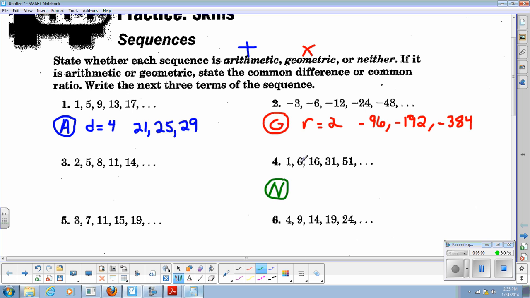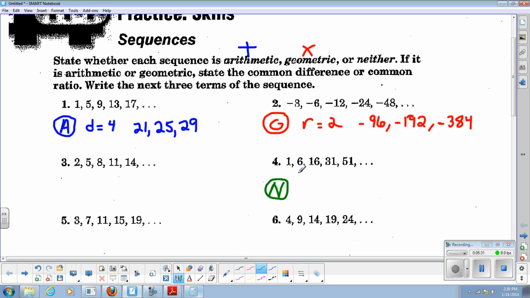Okay, so looking at this, let's go from 1 to 6. That's adding 5, or times 6. If I do 6 plus 5, I get 11. That's not my third term, so addition doesn't work with this exact same number. If I try to multiply, 1 times 6 is 6, but 6 times 6 is not 16, it's 36. So I've shown that this is not arithmetic because it's not always adding 5, and not geometric because it's not always multiplying by 6.